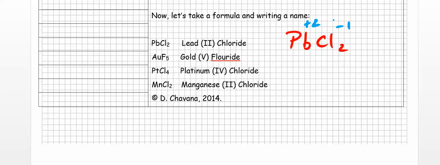So we have determined then what the charge on the lead is. It's +2. So now we can write in the name lead, Roman numeral 2, chloride, just like that. And that names that first compound for us, okay? So lead, Roman numeral 2 for the very first one. Let's take a look at the second one.